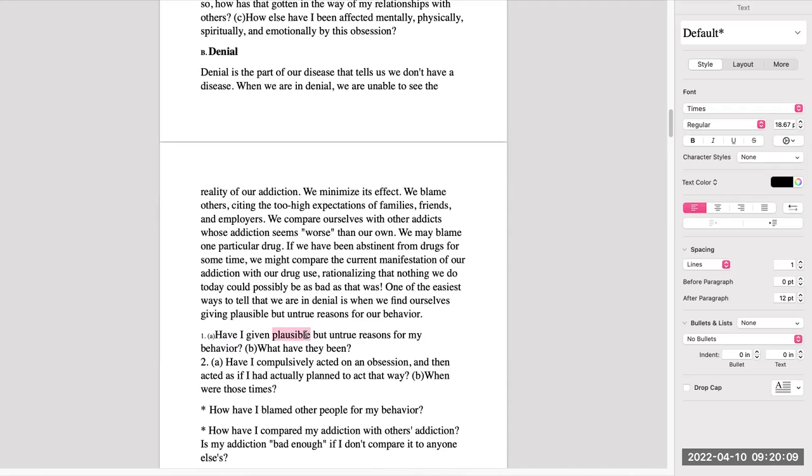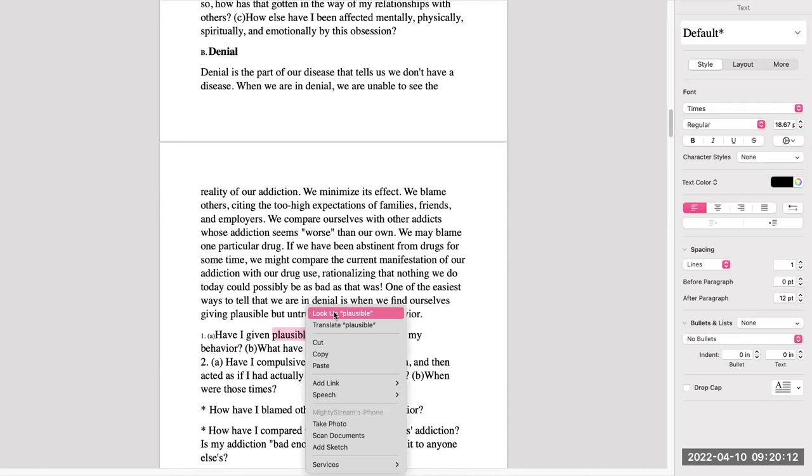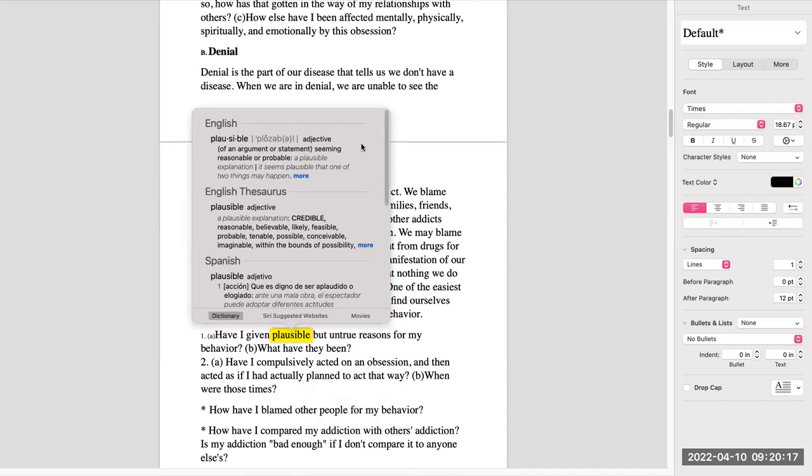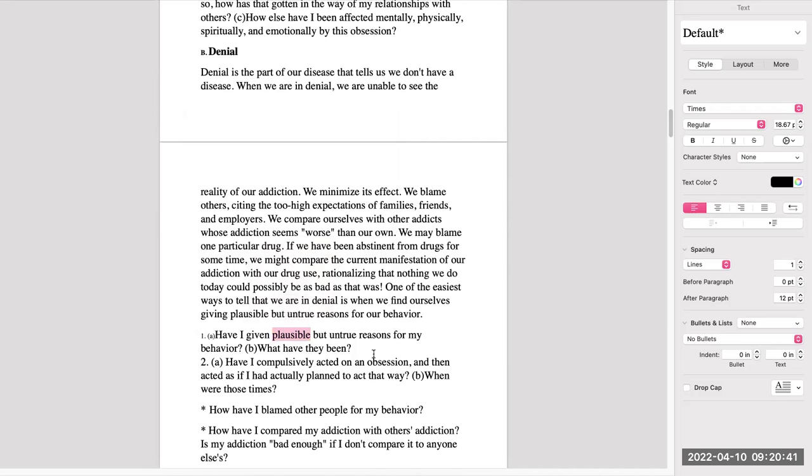Plausible, check this out. I don't know, look up plausible, if it'll show it to you or not. Plausible means, let's see, seeming reasonable or probable, credible. These are other words that it could mean. Believable, likable, feasible. That's what the definition is. It seems plausible that 1 of 2 things may happen. So it sounds reasonable, but then here's the catch, right? But untrue reasons for my behavior.